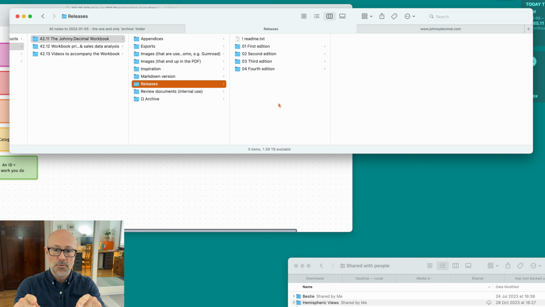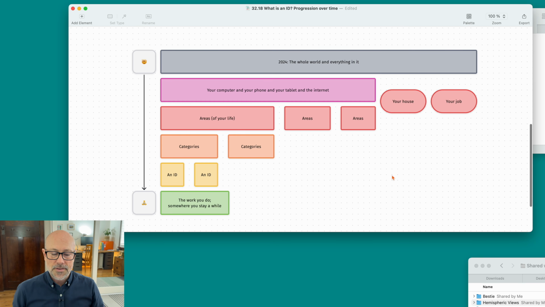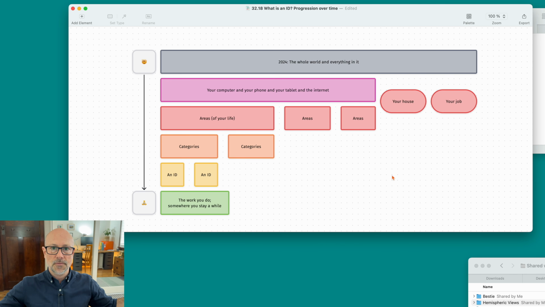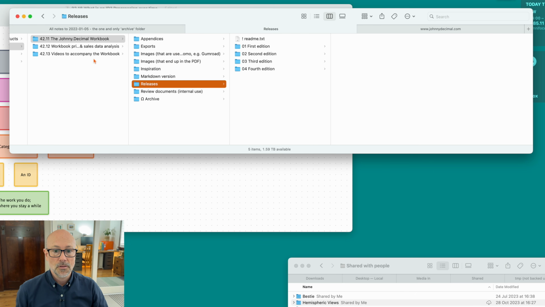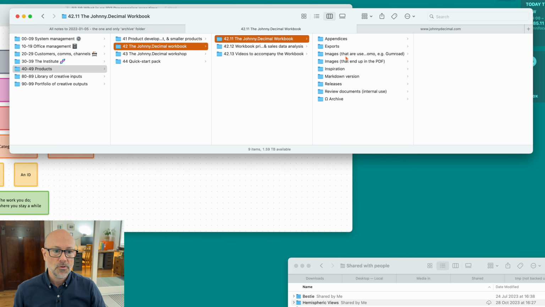We sat in 42.11. And think back to this diagram. When I come into this office in the morning and I need to start work, I've got in my mind the possibility is the whole world and everything in it. And what I need to do is get quickly, easily, and with no stress to the place where I can do my work. I need to get to the workbook. And in this system, products, the workbook, that was fine.